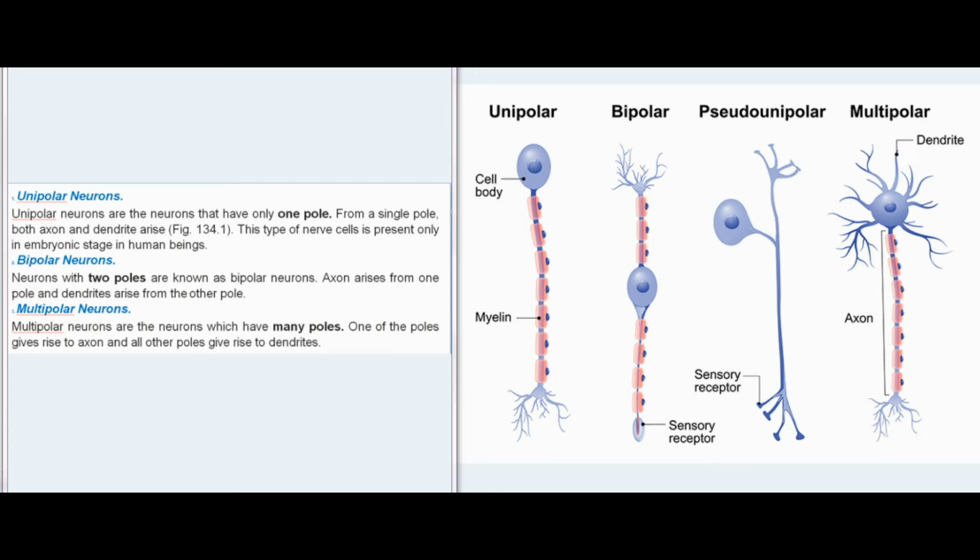Unipolar neurons are the neurons that have only one pole. From a single pole, both axon and dendrite arise, Fig 134.1. This type of nerve cell is present only in the embryonic stage in human beings. Neurons with two poles are known as bipolar neurons. Axon arises from one pole and dendrites arise from the other pole. Multipolar neurons are the neurons which have many poles. One of the poles gives rise to axon and all other poles give rise to dendrites.